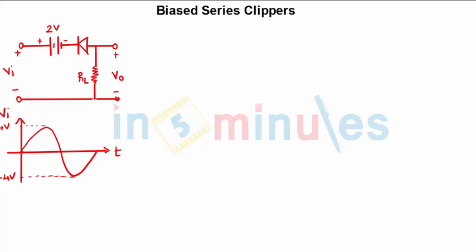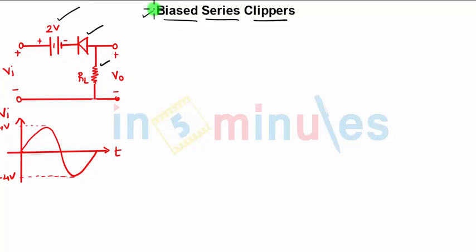Next is the biased series clipper. What is the meaning of biased series clipper? Series clippers are the clippers in which the diode and the load resistance are in series. And biased means we are applying a voltage in series with the diode. Hence it is a biased series clipper.